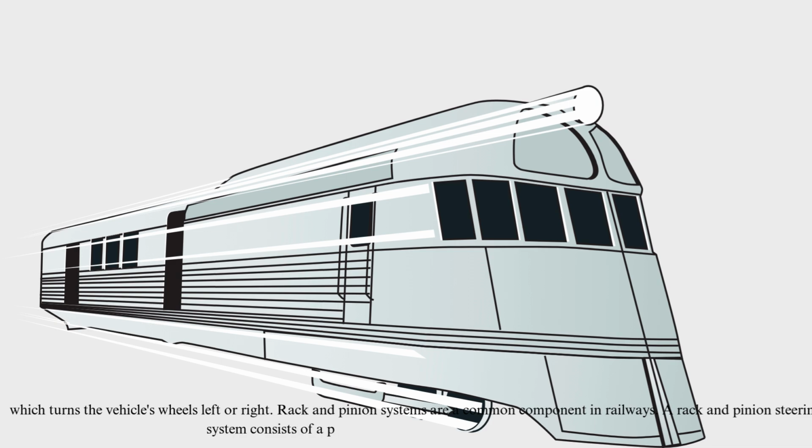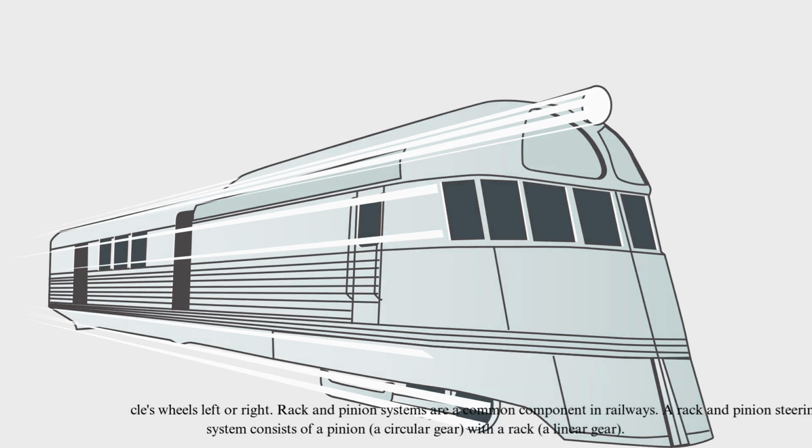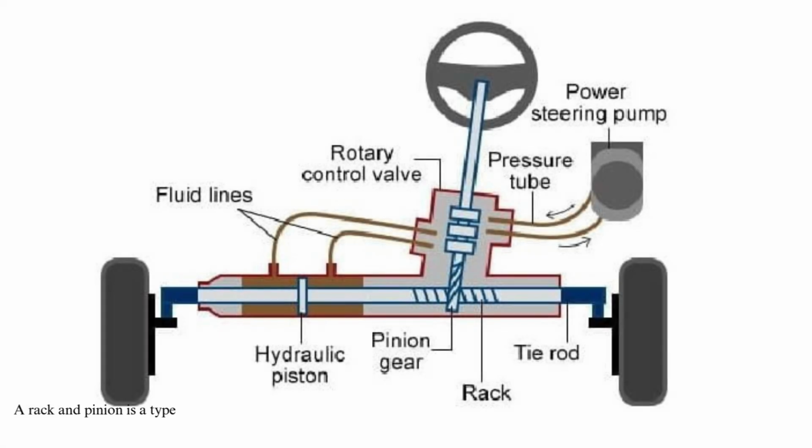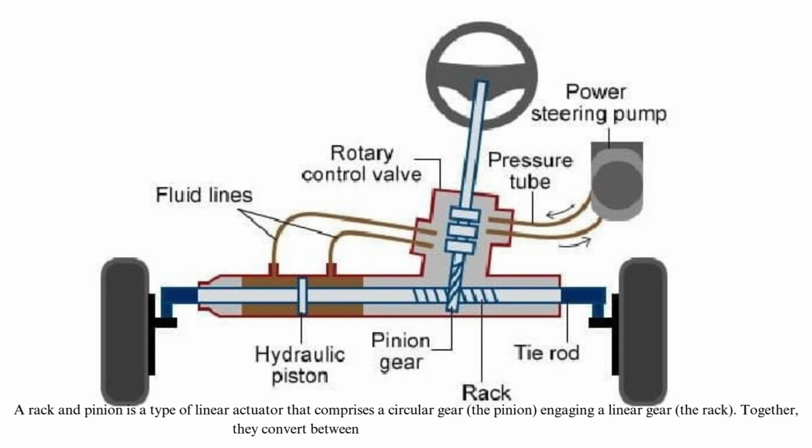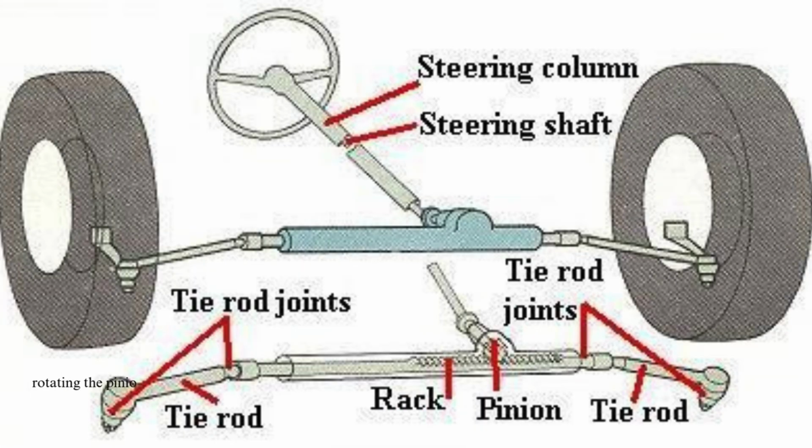A rack and pinion steering system consists of a pinion, a circular gear, with a rack, a linear gear. A rack and pinion is a type of linear actuator that comprises a circular gear, the pinion, engaging a linear gear, the rack. Together, they convert between rotational motion and linear motion. Rotating the pinion causes the rack to be driven in a line. Conversely, moving the rack linearly will cause the pinion to rotate.